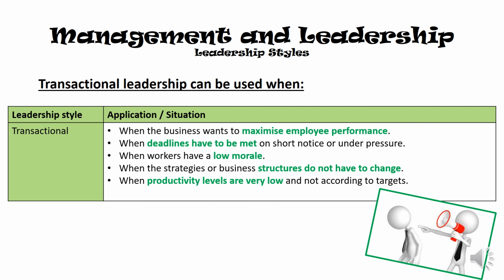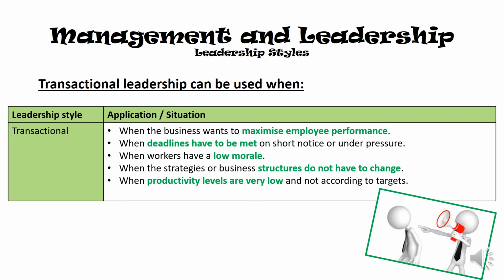The second last situation is when the strategies or the business structures do not have to change. So there are no changes happening. We are just pushing on in the same way that we have been doing things. We are just continuing with those strategies. So there's no change expected. Then we use a transactional leadership style. It's not that there are new decisions that have to be made now, or changes that have to be decided upon, or new strategies that we have to decide on. No changes are happening. We are just continuing.